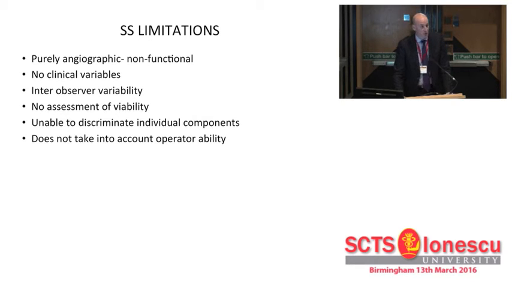It would be nice to be able to say you've got a syntax score of 32, so you're at a higher risk of repeat revascularization or death or something, but you can't obviously discriminate that. And it doesn't take into account operator ability. There are a lot of different abilities of different operators, be they PCI or CABG.